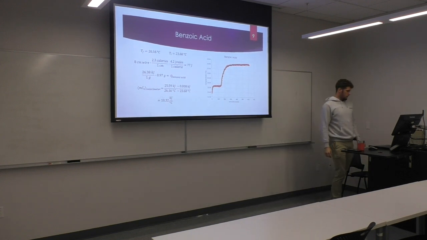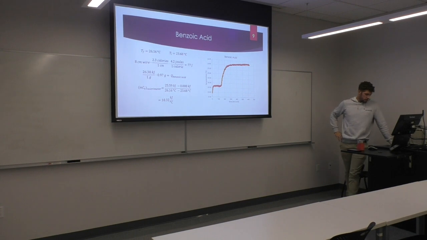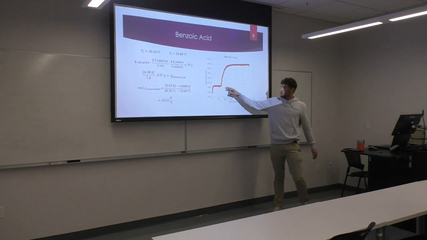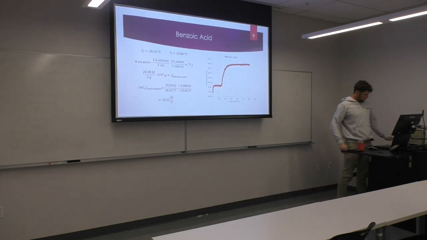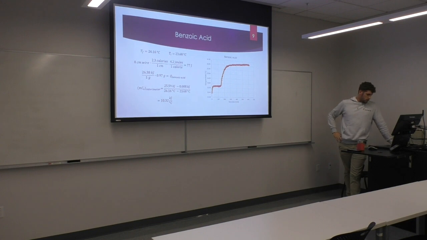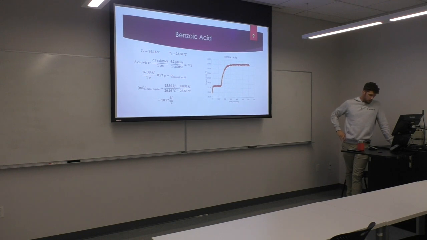So the final temperature we got for the benzoic acid was about 26 degrees Celsius, and the initial was about 24 degrees Celsius, with the initial being an average of these values. And when you work that out, along with accounting for the heat from the wire and combustion, you find that the system itself has a thermal capacitance of about 10.32 kilojoules per degree Celsius.